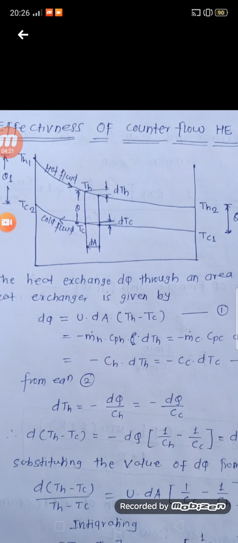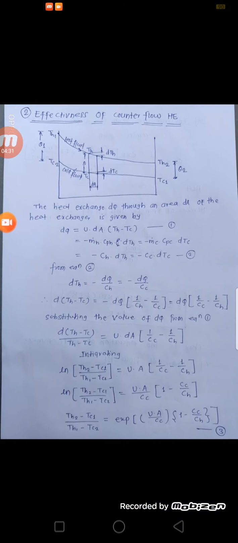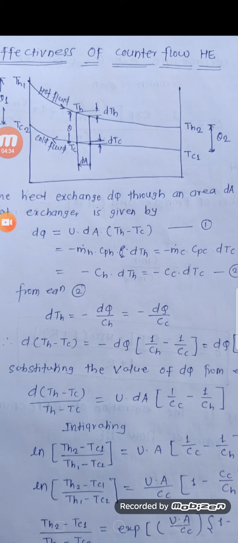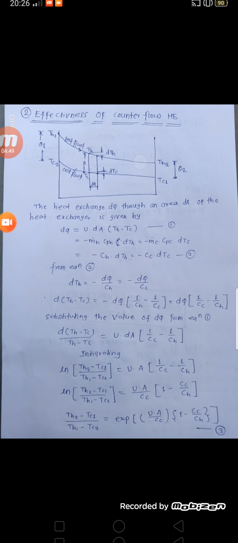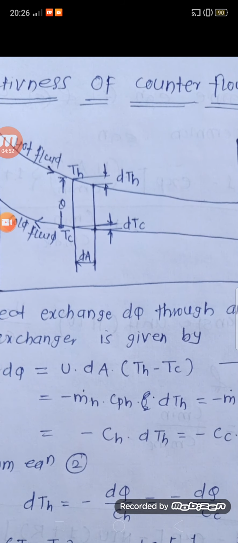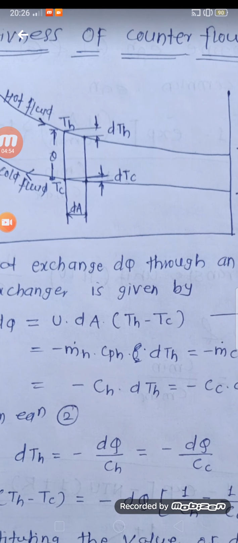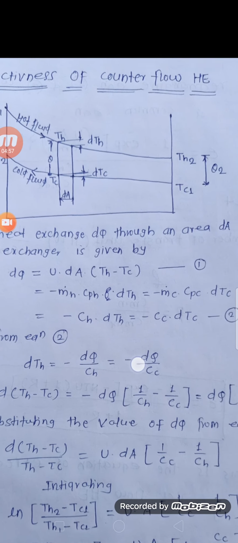Similarly, what is the value of dq for the hot fluid? That is the mass flow rate of the hot fluid into the specific heat of the hot fluid into this temperature difference. How to write that? dq is equal to minus m dot H into Cph into dTH. For this particular area, the temperature difference is this small amount, dTH. The negative sign is there because along the x direction the temperature reduces, so the negative sign is taken.